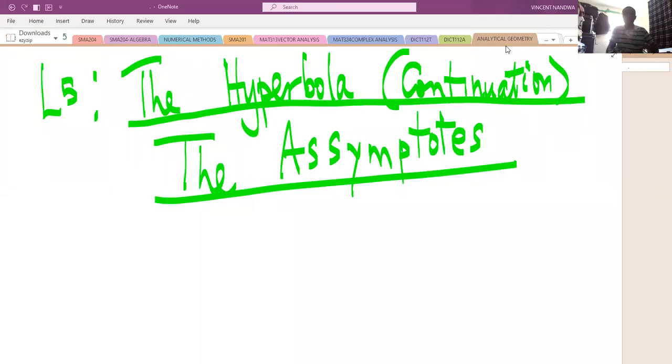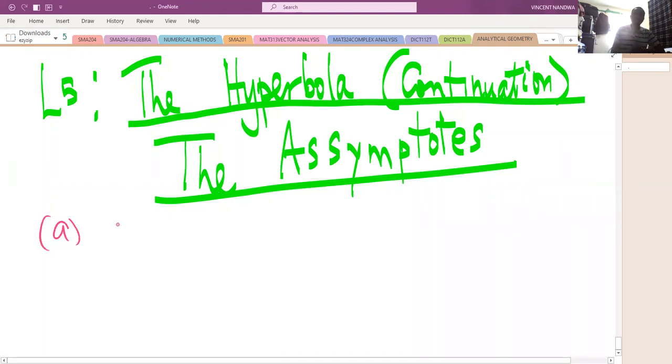Welcome to this class. In this short session, we are going to discuss how to determine the equations of asymptotes for hyperbola. So first case, center (0, 0), transverse axis, the x-axis.